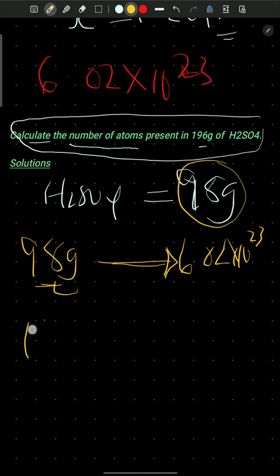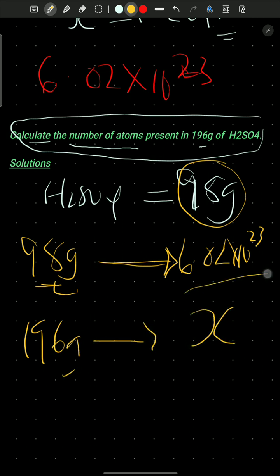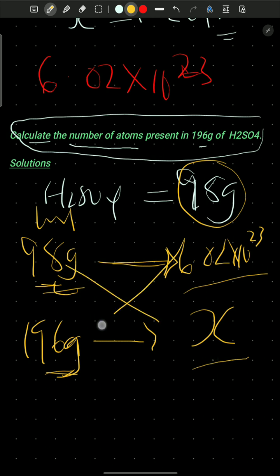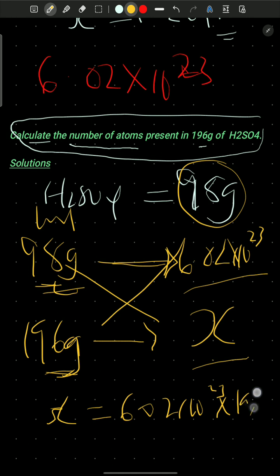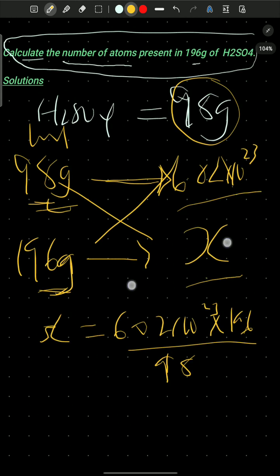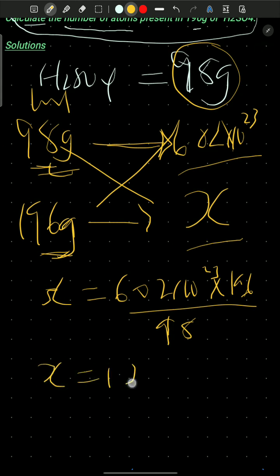Then you see mass under mass. So 196 grams, I don't know the number of atoms. Can you see atom under atom, mass under mass? So 98 gives me 6.02 times 10 to the power 23, which is the same thing as saying that 1 mole is equal to this. But I don't know what 196 grams will give me. So 196 grams will give x. From here you cross multiply. So x is equal to 6.02 times 10 raised to the power 23 times 196 all over 98. So x should be equal to 1.204 times 10 raised to the power 24.